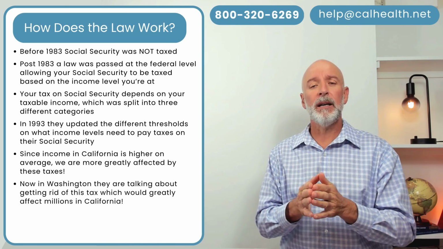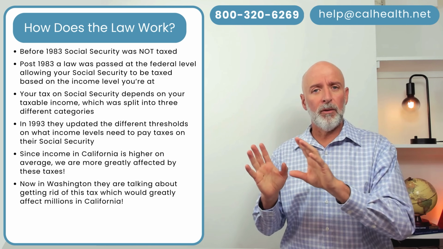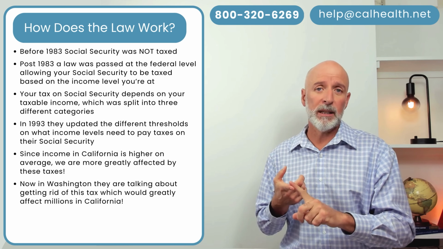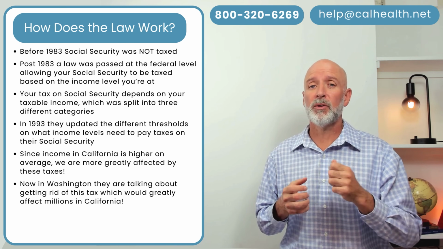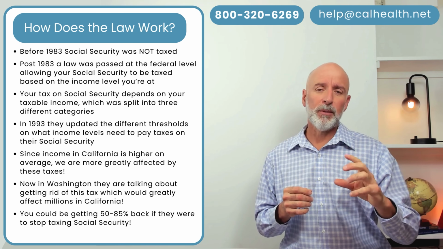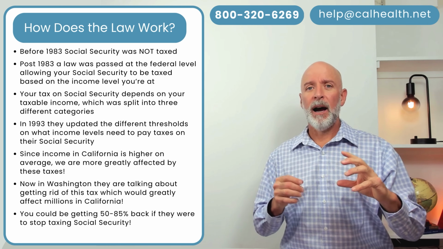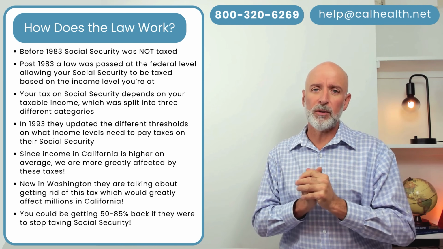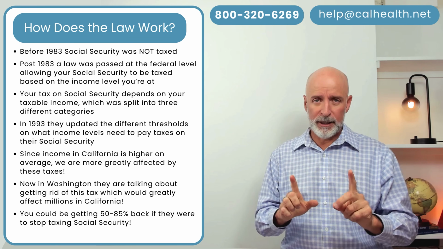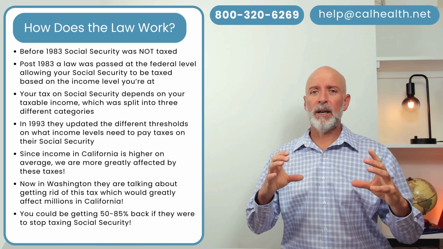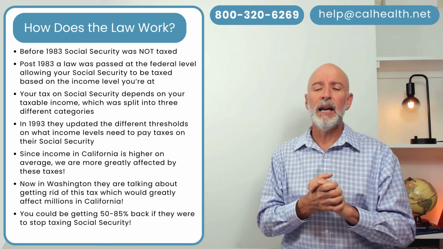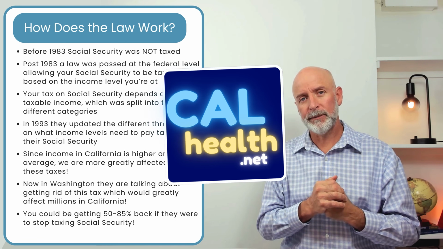Now, in Washington, regardless of politics, where you are, they're talking about removing taxation on a host of different things, including Social Security, which can be a lot of money. It can be 50%, 85% of a certain percentage of your Social Security that potentially you could get back. So that brings up the question, what income are we looking at as we dive further down into the calculation piece? Let's turn our attention to that now.